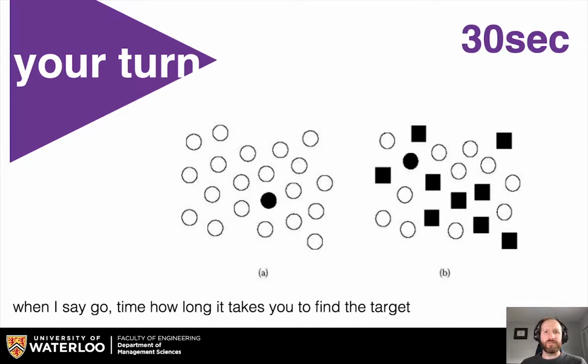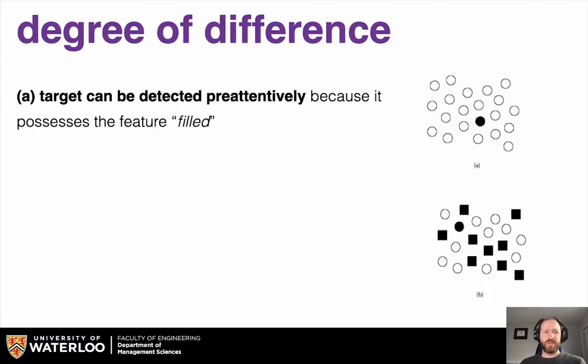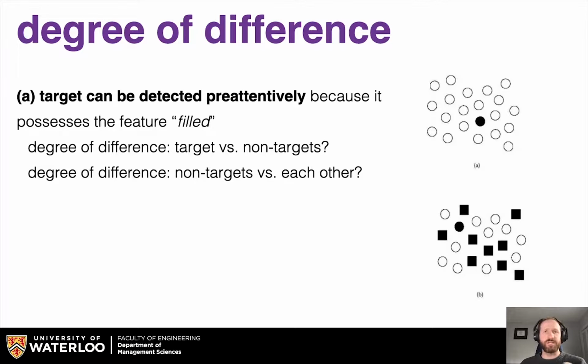Here, there's a different degree of difference between the target and the non-targets. So let's talk about degree of difference. In A, the target can be detected pre-attentively because it possesses the feature filled, and everything else has non-filled. The degree of difference between the target and the non-targets, what do you think that is? Is it large or small? It's quite large. The target has this property, all the non-targets don't. And the degree of difference between the non-targets and each other, is that high or low? It's low. All of the non-targets have exactly the same property. They're visually identical. And so it makes it so that the difference between the target and the non-targets is much higher than the non-targets versus each other.